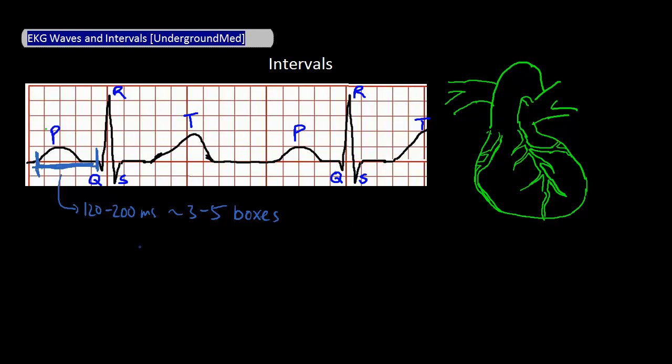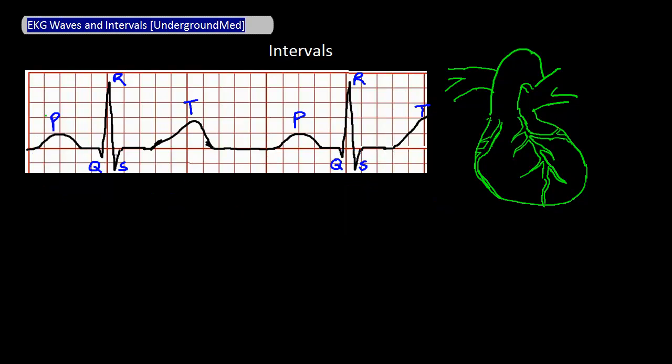Short PR interval may be seen in an obscure disease, which you may have heard of in cardiology class, called Wolff-Parkinson-White syndrome. The QRS complex, as measured from the start to end, should be less than 120 milliseconds, or 3 boxes. If it's longer than 3 boxes, the differential includes hyperkalemia, bundle branch blocks, and disease of the His-Purkinje fibers.